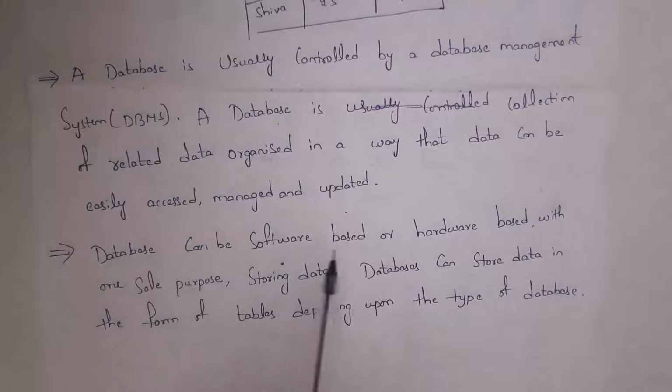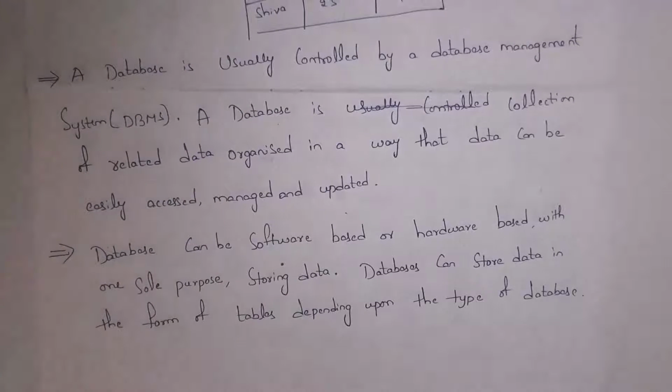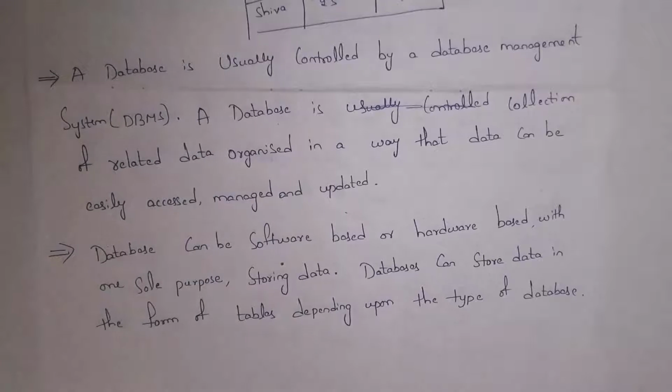Database can be software based or hardware based with only sole purpose storing data. Database depends on both software and hardware. For example, if you want to create database or if you want to insert tables or any data in database, definitely we need database software. And in order to store data, we need hard disk. Hard disk is an example of hardware. So database can be software based or hardware based. And one and only purpose of database is to store data.